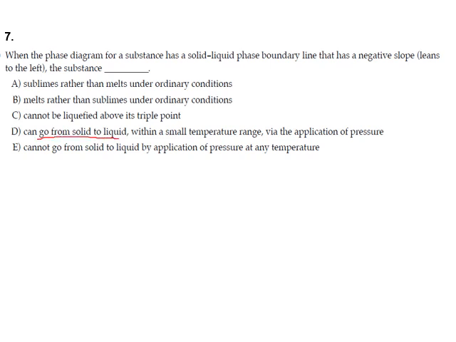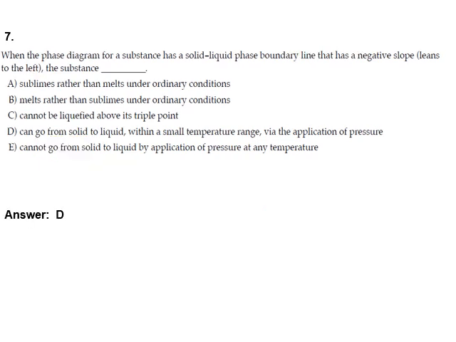Let's just look over E. Cannot go from solid to liquid by the opposite. So this is just the opposite of D, and this is the case it would be if you had a solid-liquid boundary line that leaned to the right, like carbon dioxide. But we don't have that. We have one that leans to the left, so the answer is going to be D. Next slide.